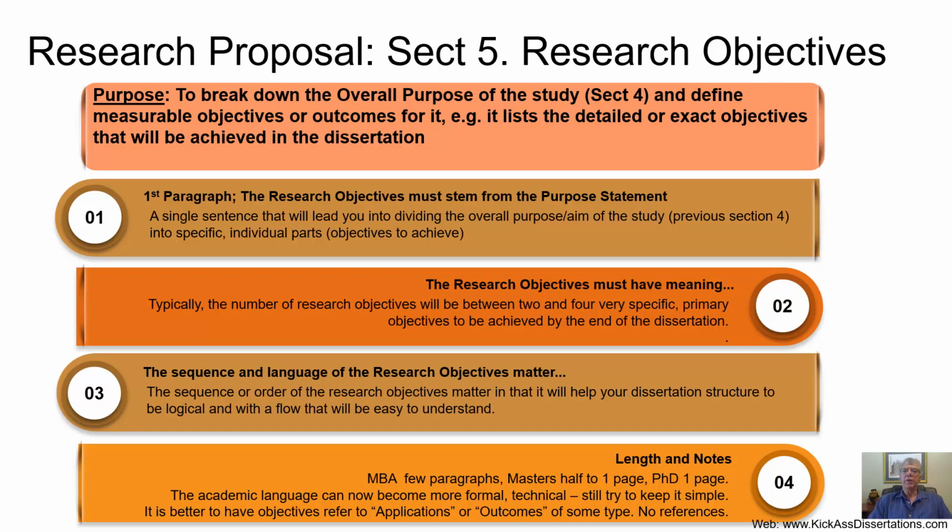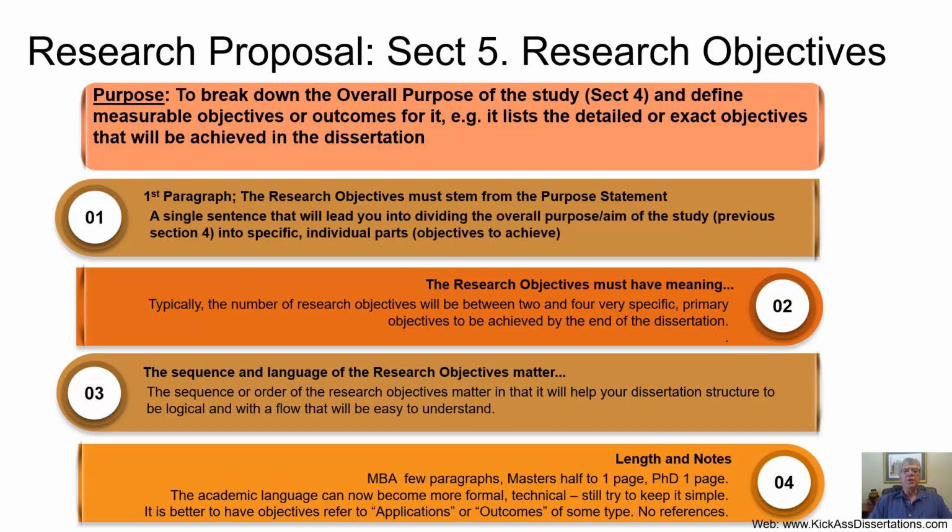So remember, the overall purpose of your study was a bigger picture view of what you want to achieve. So now we're going to break it down into the detailed objectives. Basically it will list the detailed or exact objectives that you want to achieve with your dissertation. At the end of your dissertation, you're actually going to have to refer back to this and say, we've achieved the individual objectives, and it will be this list that you had to achieve. So that will be the test at the end of the dissertation.